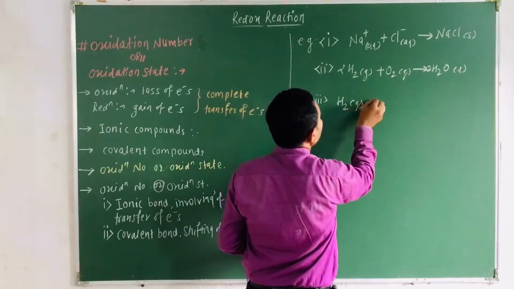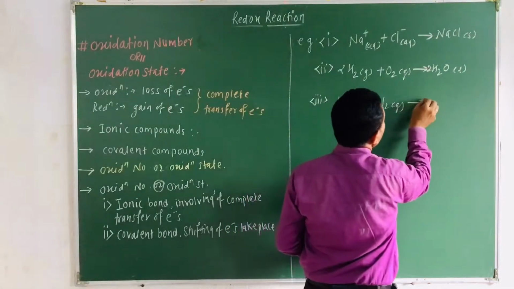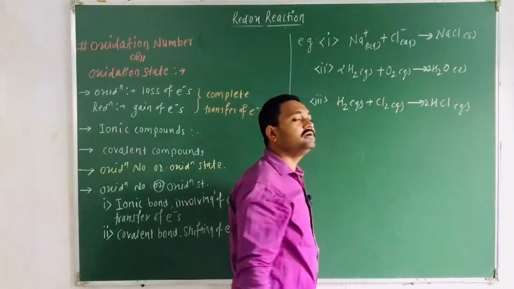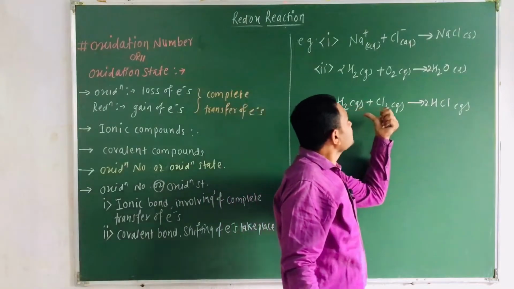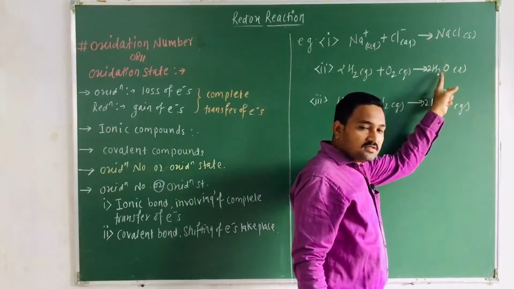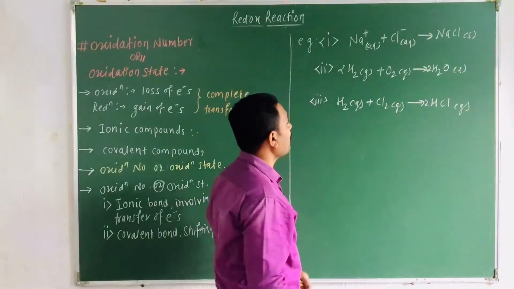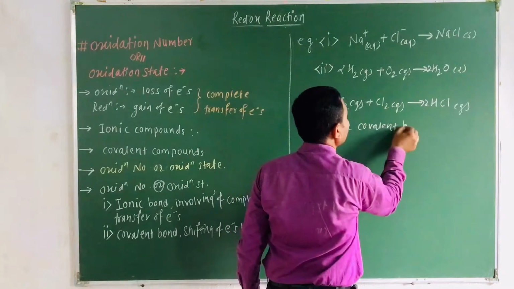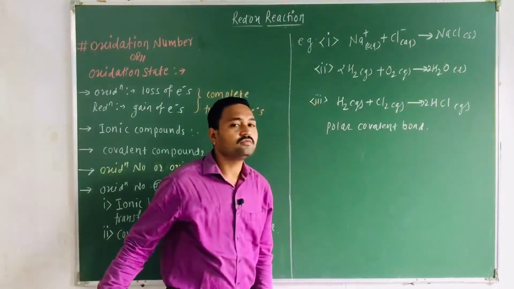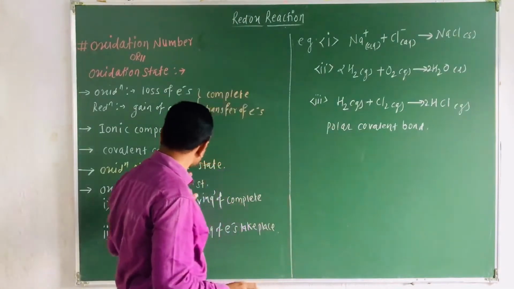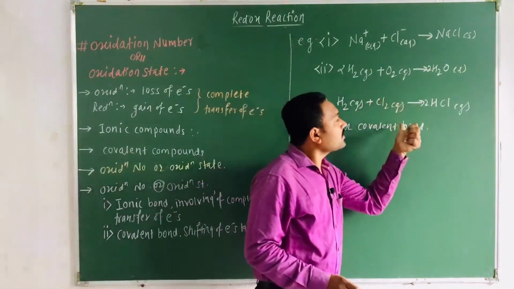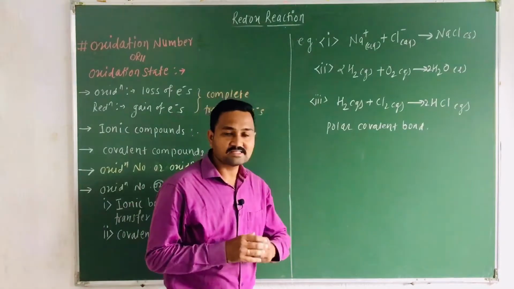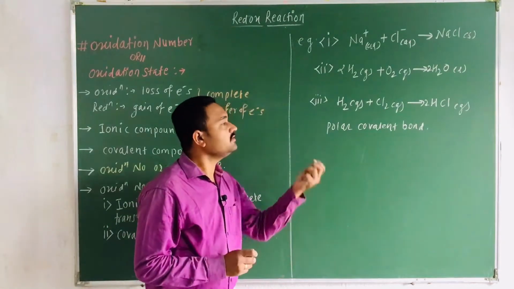Now let us consider the third example: H2 plus Cl2 gives 2HCl. Here also, this product involves a polar covalent bond. If we have to apply the oxidation number concept to a polar covalent compound, we have a few assumptions. Let us consider those assumptions first, and then we will discuss them in detail.